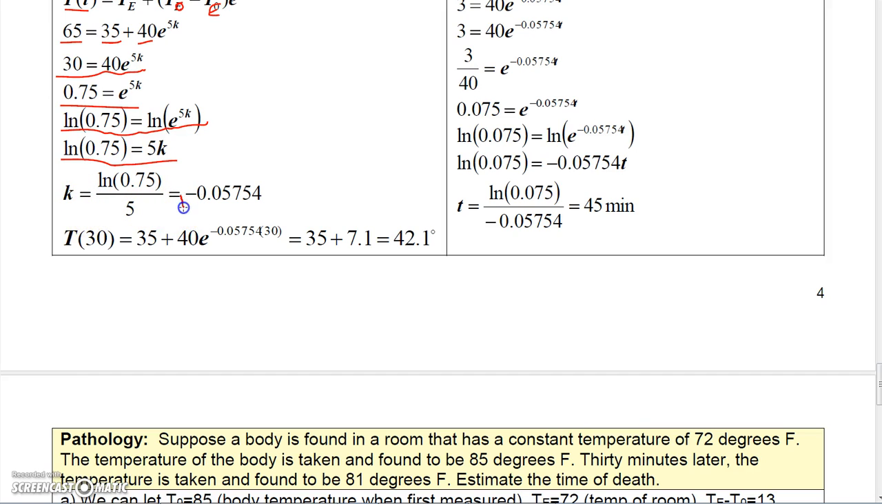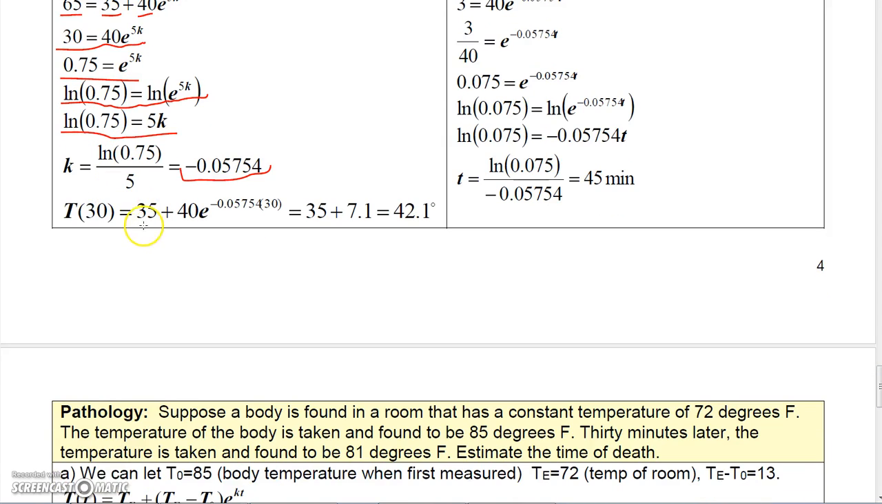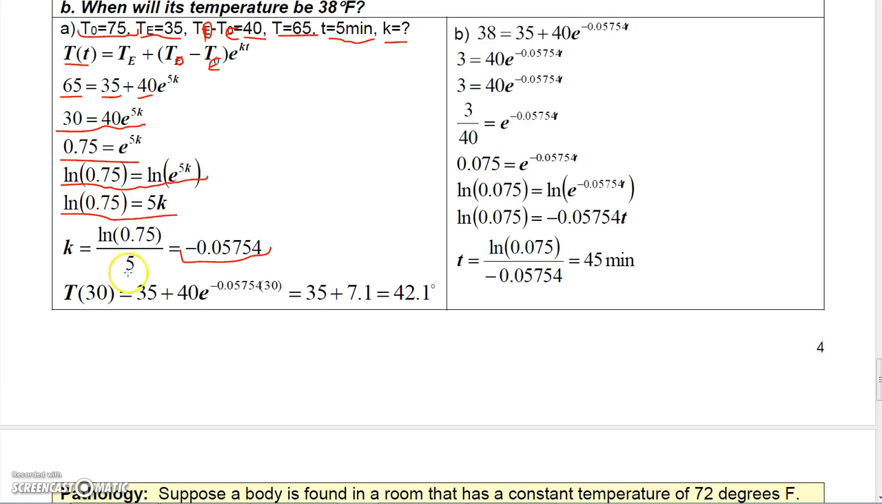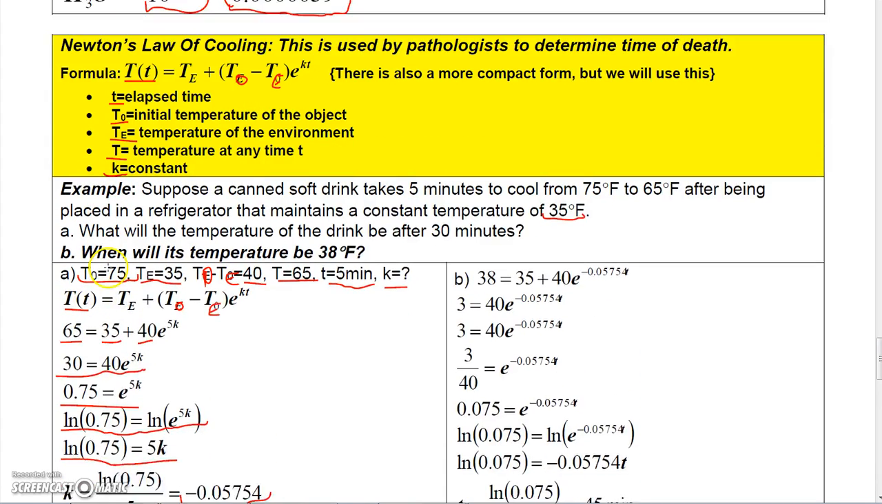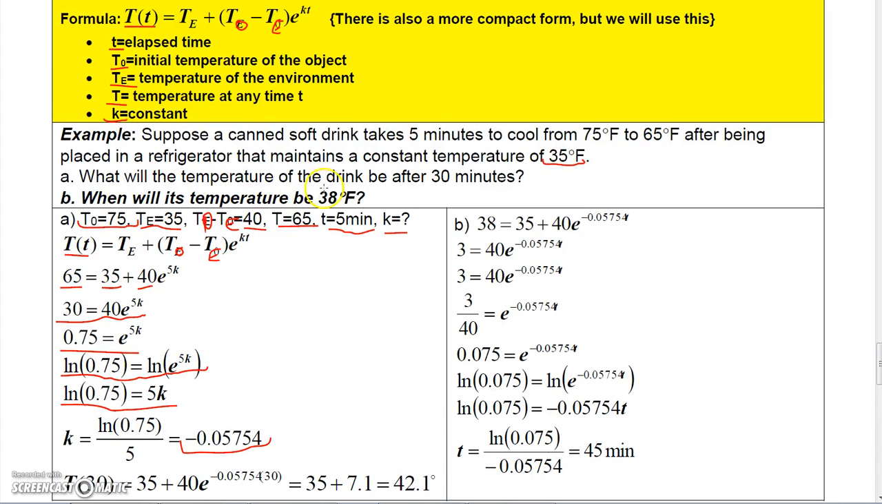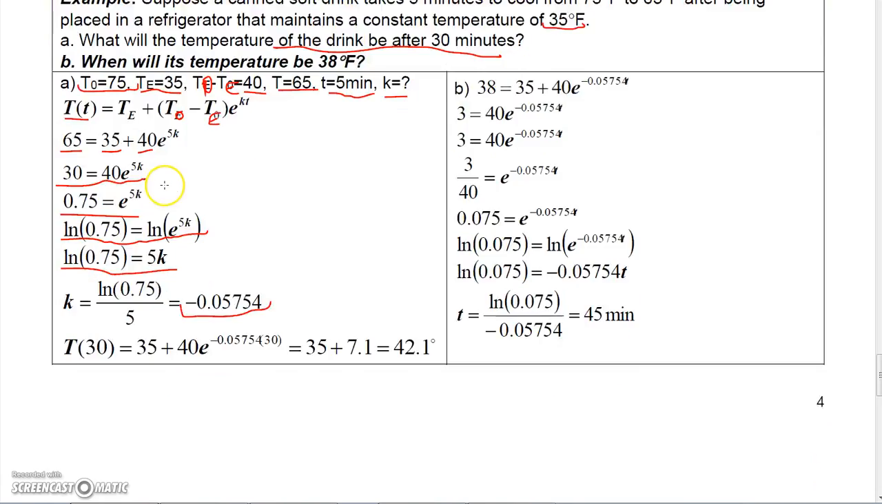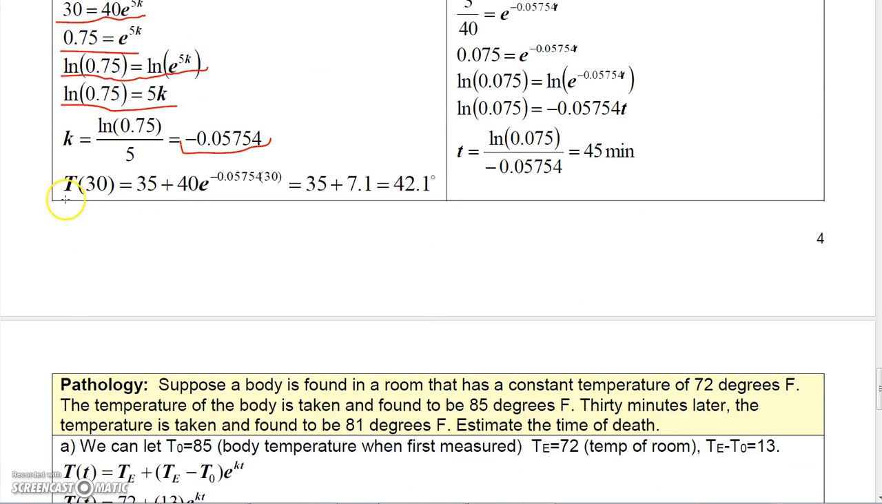Now, I went ahead and got a decimal out to 5 places here. So k was negative 0.05754. So therefore, I can plug in negative 0.05754. Now the first question was, what will the temperature of the drink be after 30 minutes? So once I've got the model, I can now find the temperature of the drink after 30 minutes by plugging 30 in for the time. So there's my k.